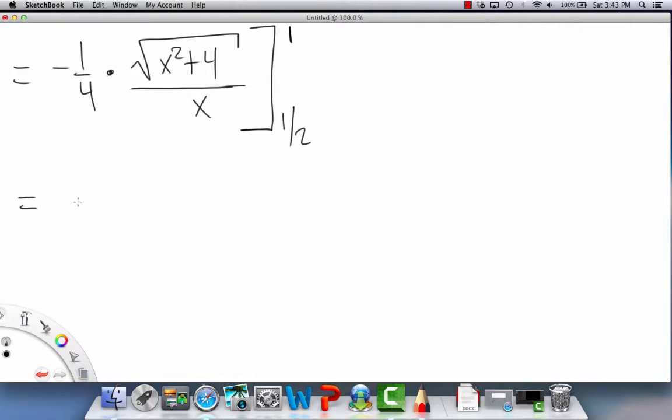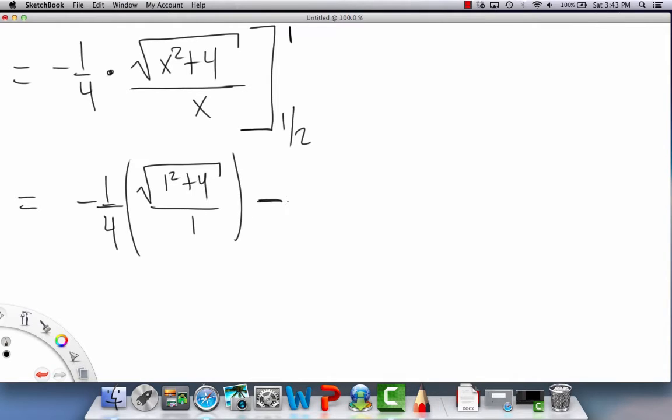Once we do this, we have our negative 1 over 4. I'm just going to keep that outside, or maybe not. Okay, I'll just evaluate it with it. So then we have square root of 1 squared plus 4, over 1. Okay, and then a minus negative 1 over 4.